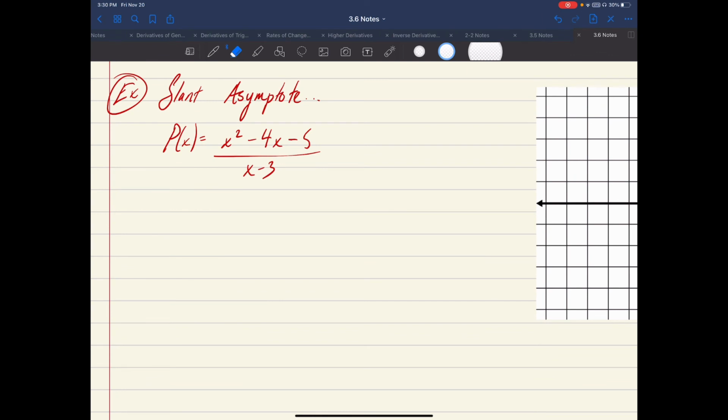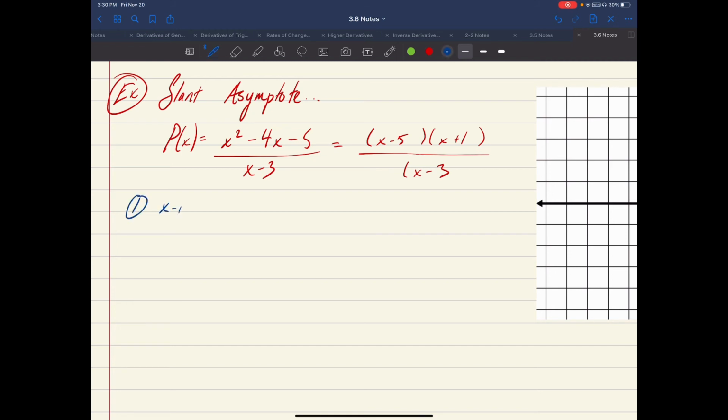Okay, in this example, we're going to go through this one just like we did the last problem. The only difference is that this has a slant asymptote versus a horizontal asymptote. So first thing I want to do is factor this. The numerator factors to x minus 5, x plus 1. And then I'll go ahead and find all the other parts.